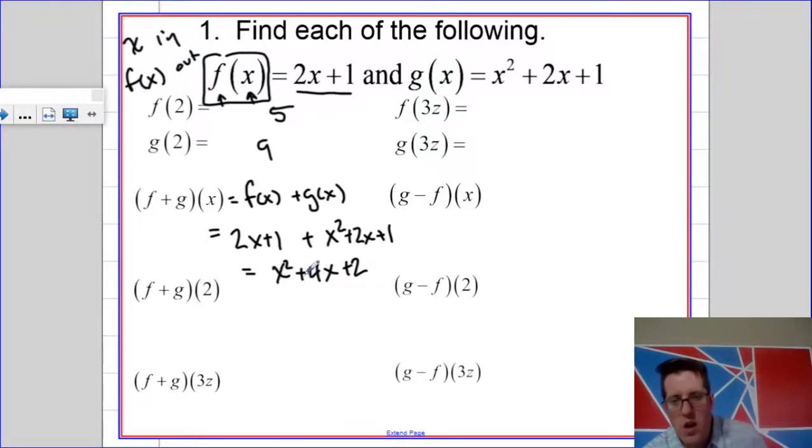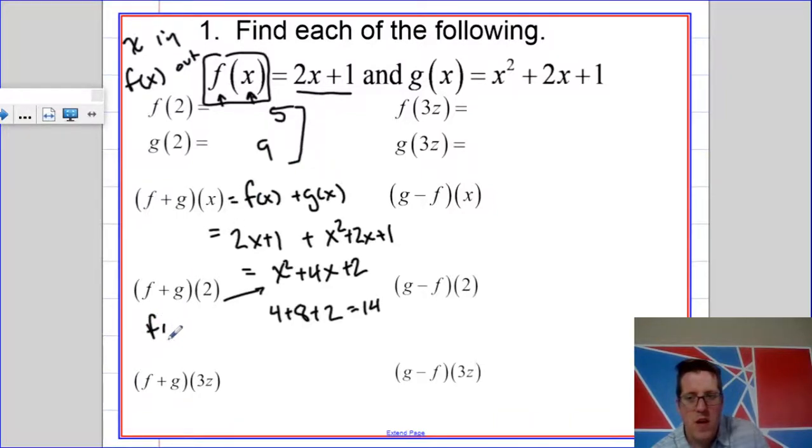f plus g of 2 would be taking 2 and plugging it into this function we just found. So to take 2 and plug it into that function would be 4 plus 8 plus 2, which is 14. So 2 squared plus 4 times 2 plus 2 is 14. And what you'll find is that that is the same thing as if you would have just done f of 2 plus g of 2.